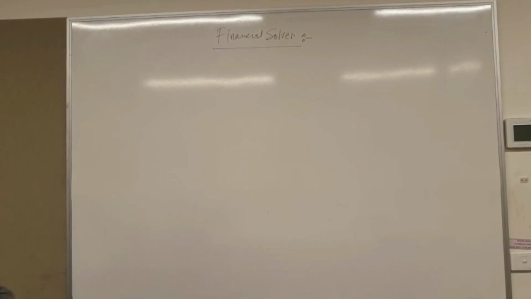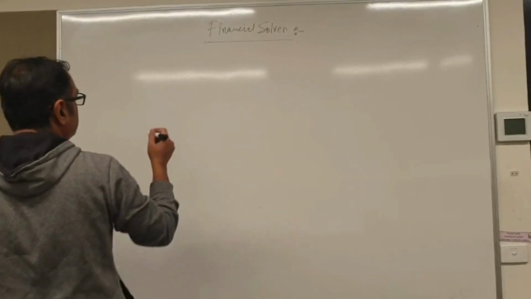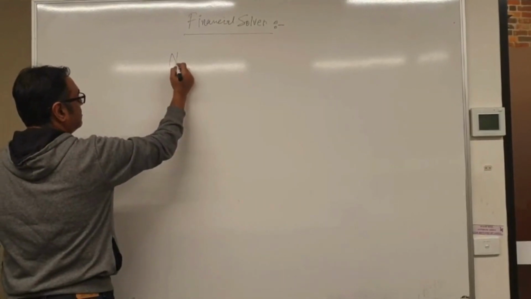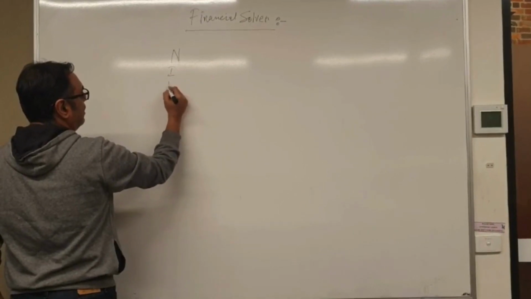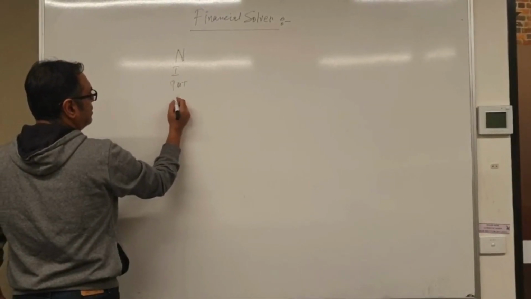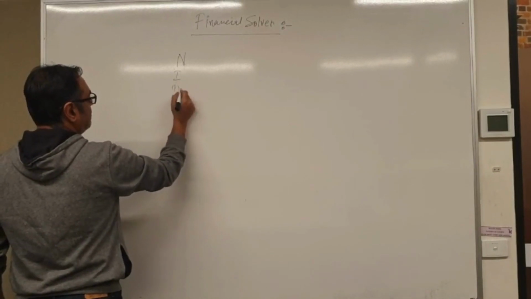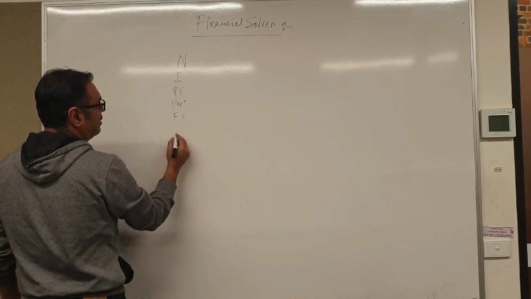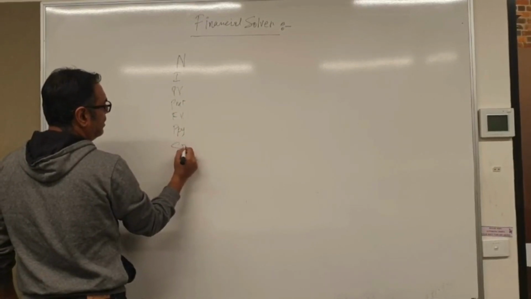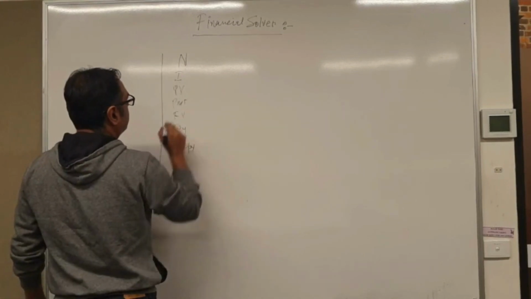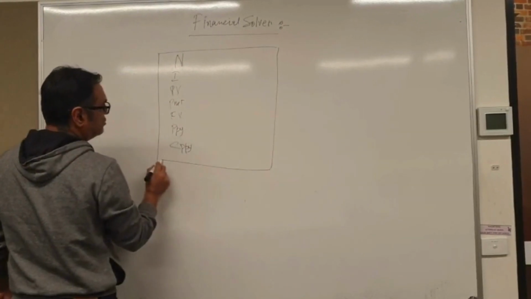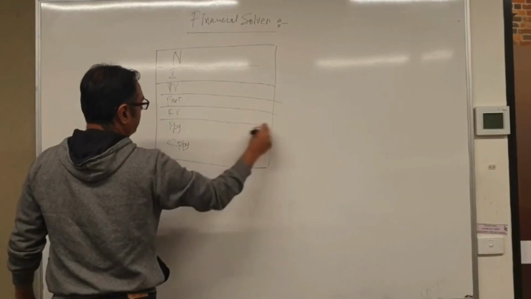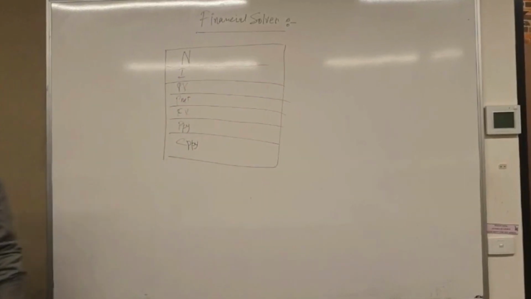Now, your financial solver has a few things in it. I did talk about it last time, now I'll connect the dots again. N, I, PV, PMT, FV, PPY, and CPY. This is how your financial solver looks like.